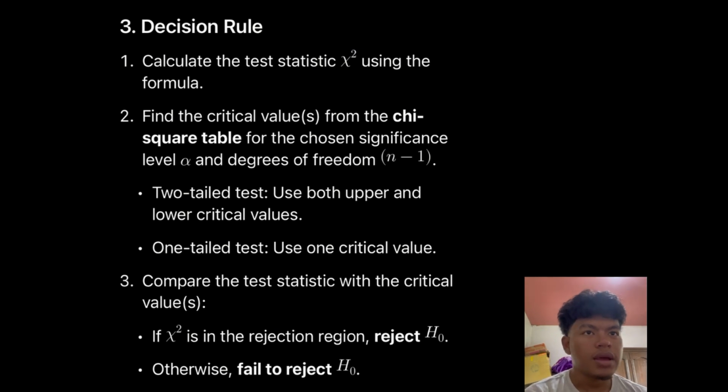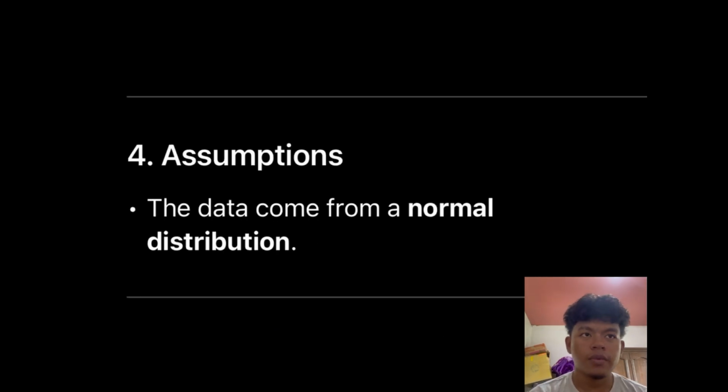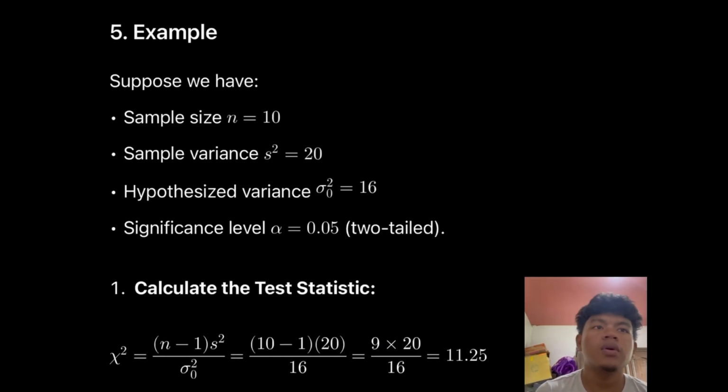Otherwise, fail to reject. Number 4, assumption: the data come from a normal distribution. Number 5, the example.